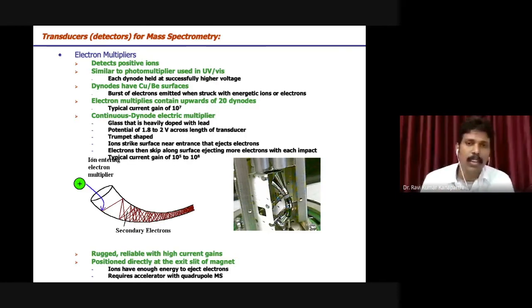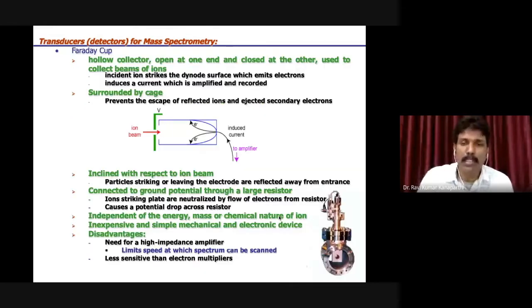So that is the principle involved in any of the detectors that we come across as a part of the mass spectrometer. Usually the electron multipliers and the Faraday cup. The Faraday cup is one arrangement used as a detector.